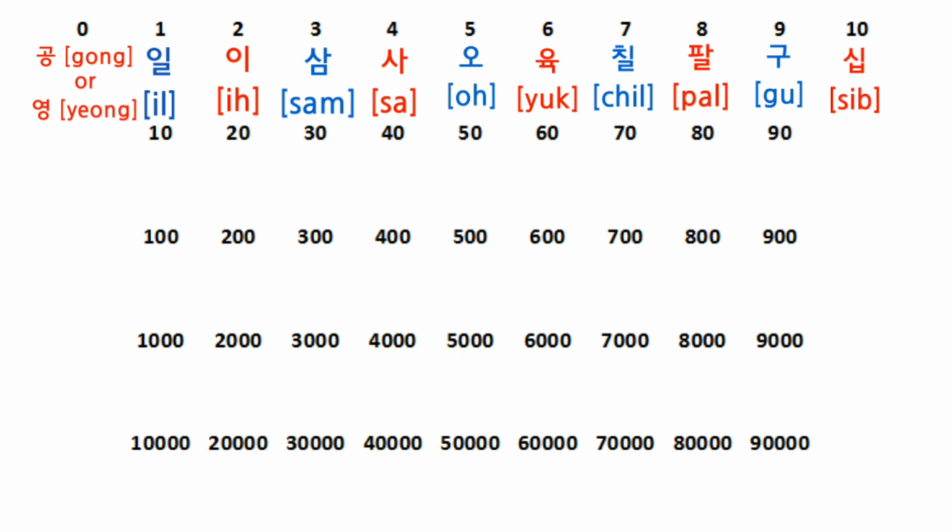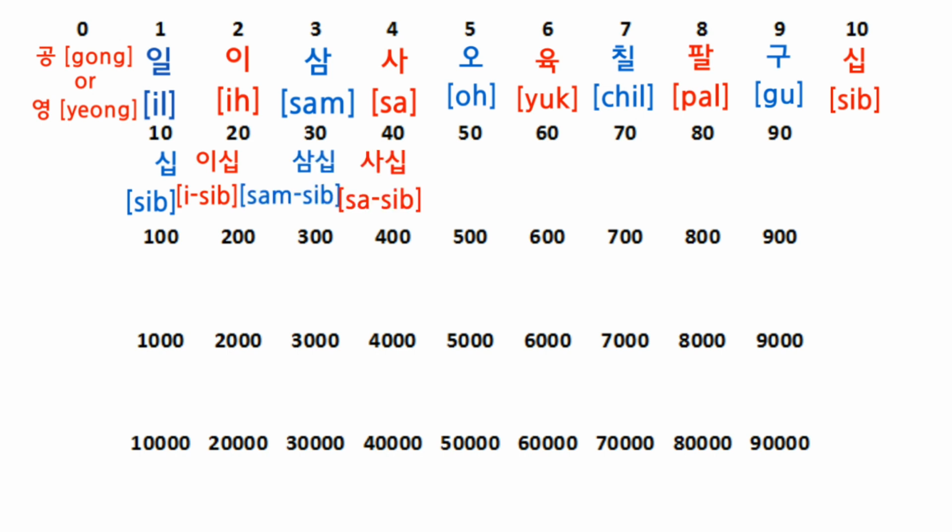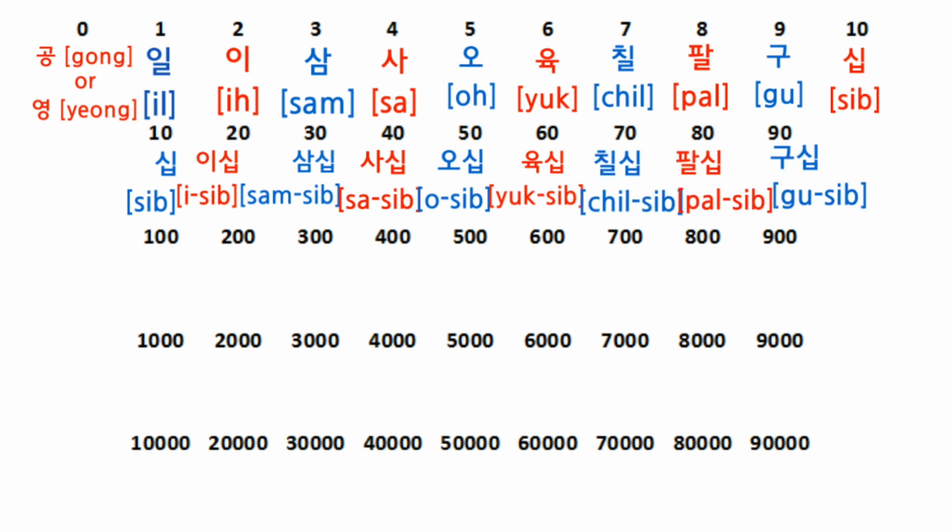Now numbers in the tens. 십, 이십, 삼십, 사십, 오십, 육십, 칠십, 팔십, 구십. It's not difficult after you learn 1 to 9. Just add 십 after 1 to 9. 십, 이십, 삼십, 사십, 오십, 육십, 칠십, 팔십, 구십.